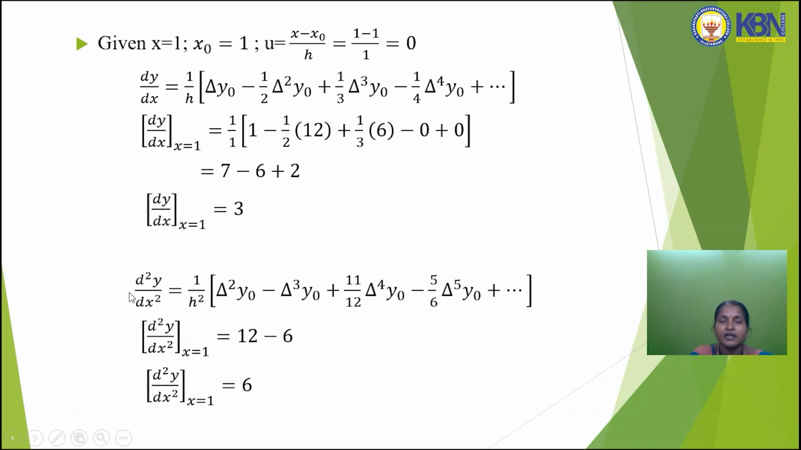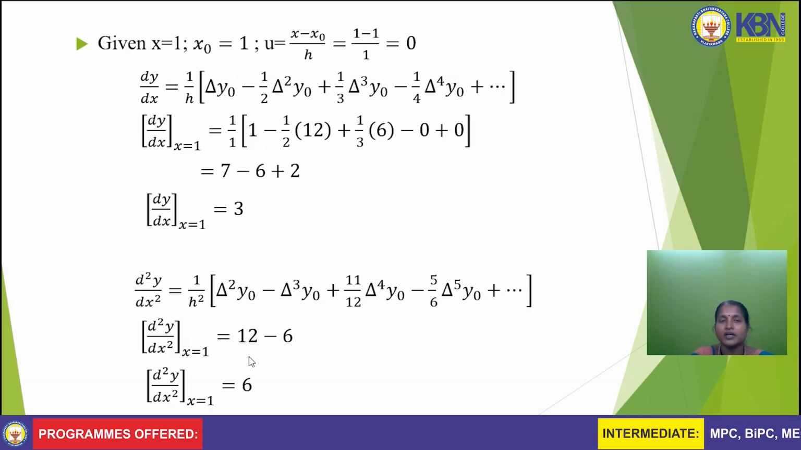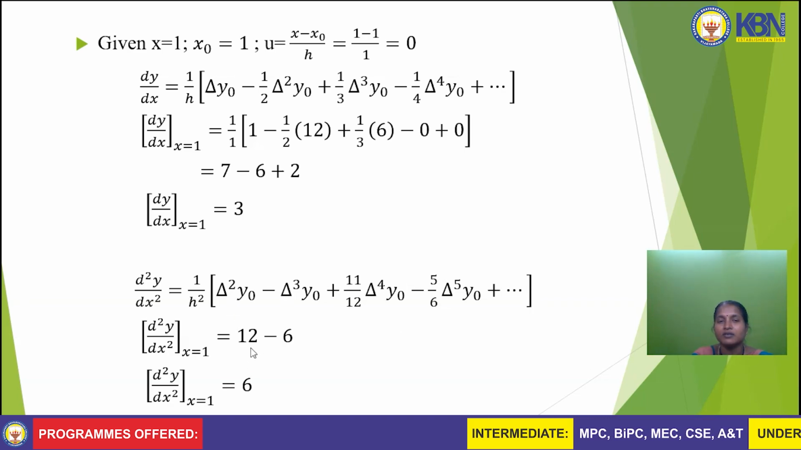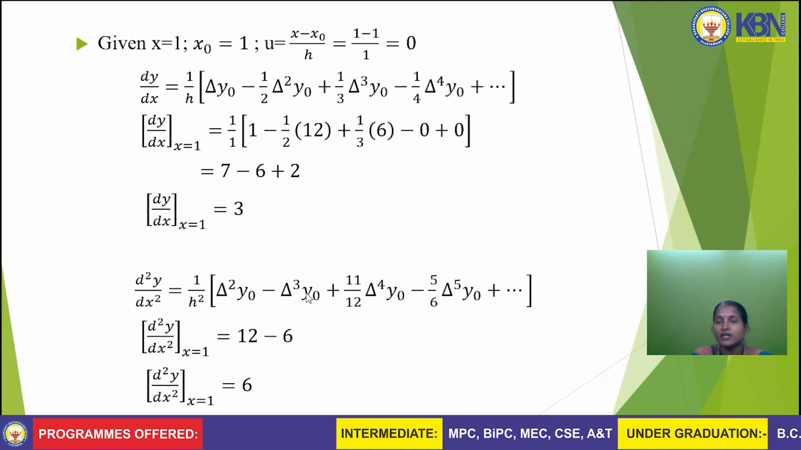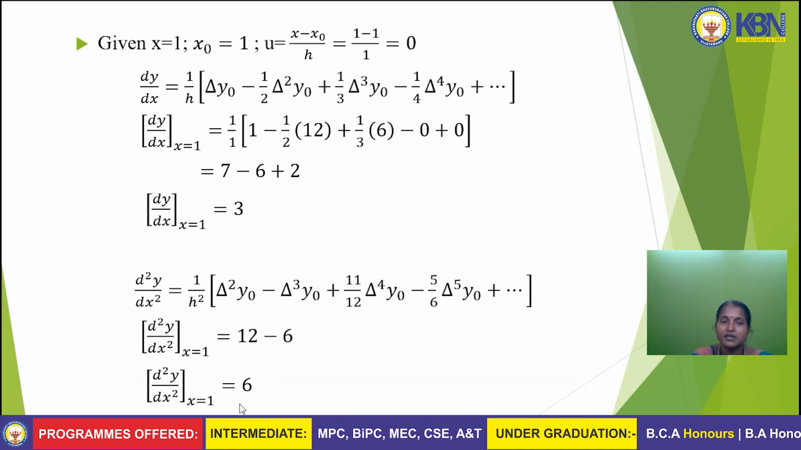Okay, second derivative d square y by dx square formula goes to 1 by h square into delta square y naught minus delta cube y naught plus 11 by 12 delta power 4 y naught minus 5 by 6 delta power 5 y naught plus and so on. After we substitute all values, you are getting delta square 12, delta cube 6, that is 12 minus 6, that is 6.